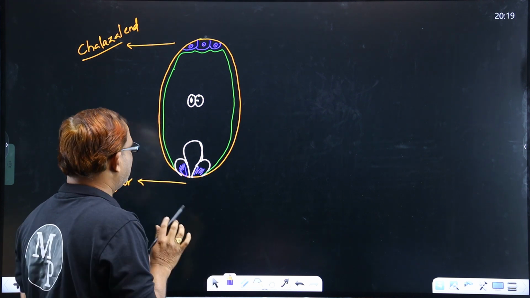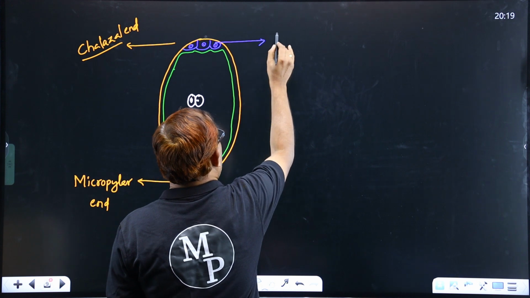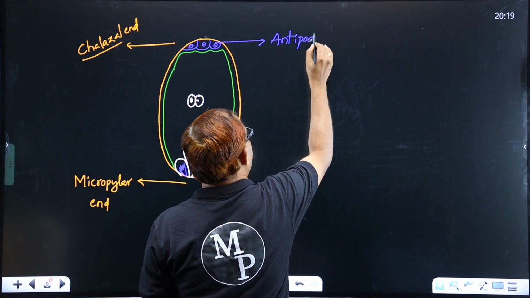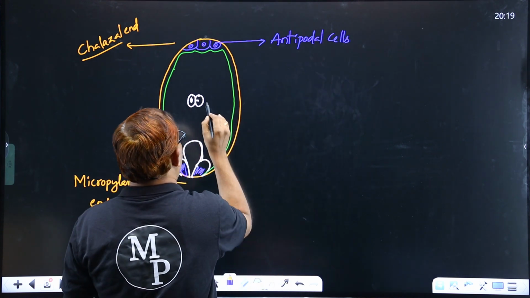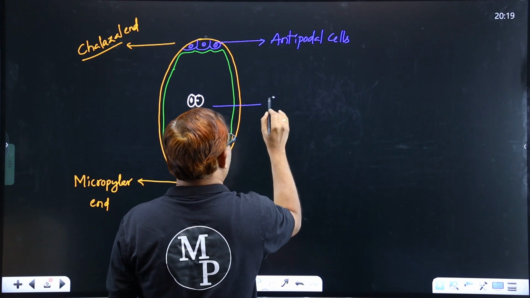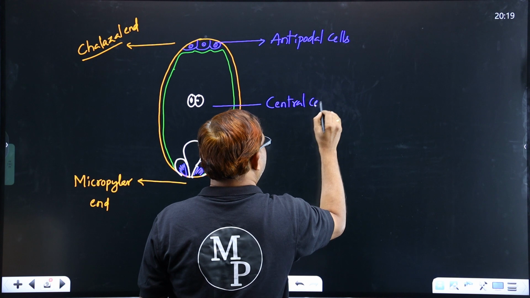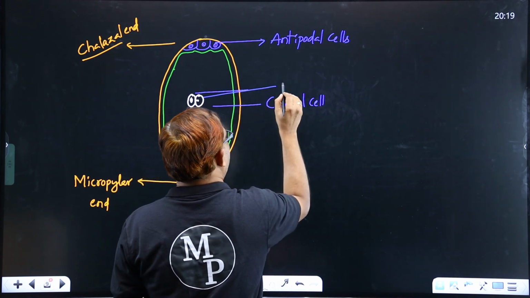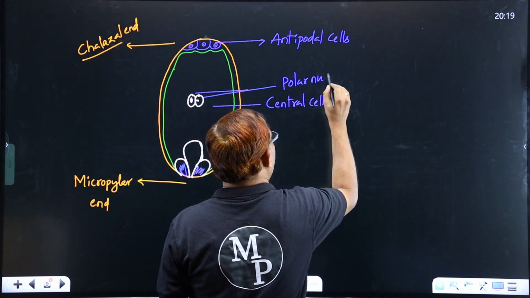Yes, see, this is the entire diagram. First, indicate that this is called what? Antipodal cells. Okay. Now what is this portion? Central cell. That's why this is a big cell. In the central cell, what are these two? Polar nuclei.